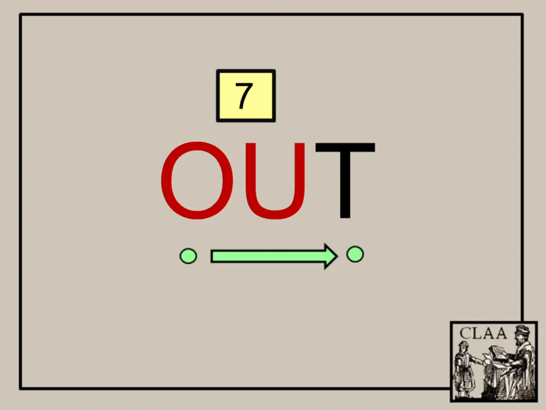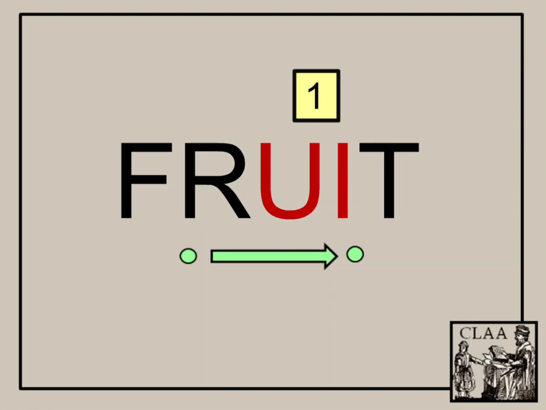Out, out, out. In this word, we see the digraph UI. The digraph UI is usually read with the sound OO, the sound of the classical OO. Let's read this word together.